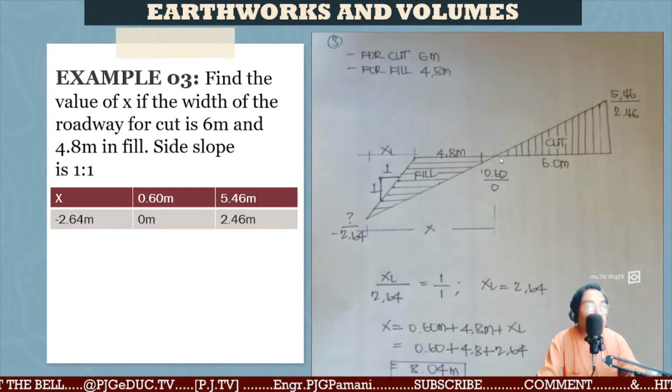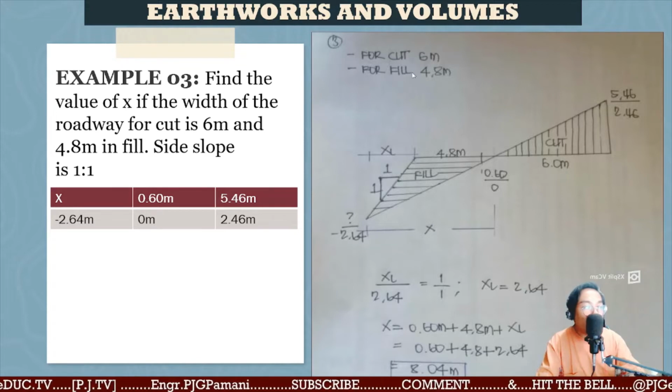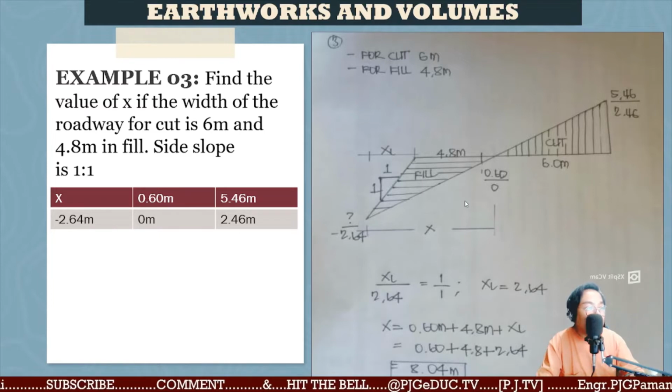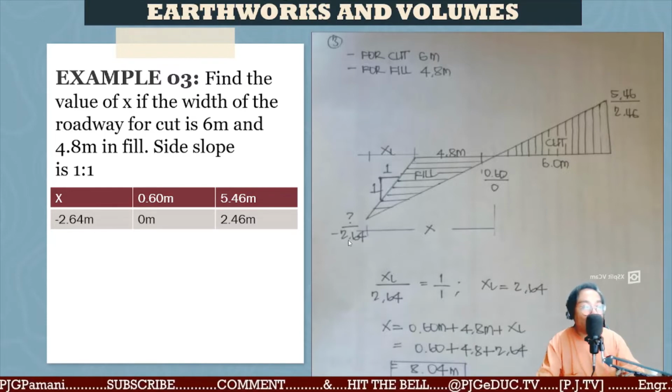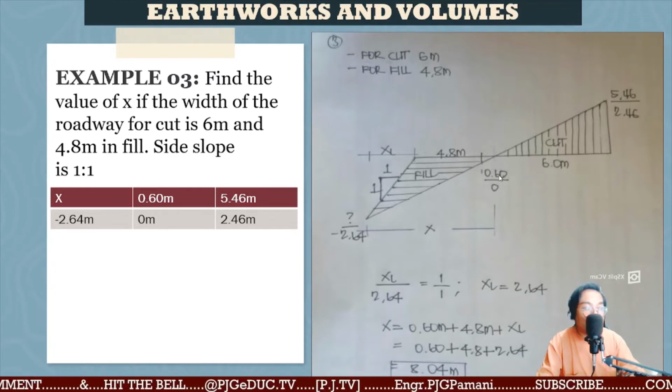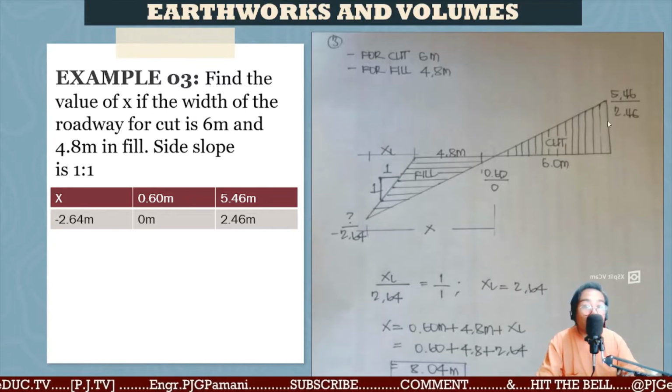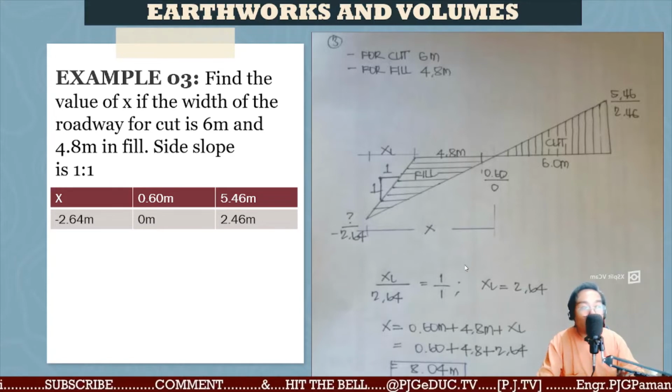Okay? This is our cut and fill section. For cut, we have 6 meters. For fill, we have 4.8 meters, as shown here. Our section is 1:1, with 2.46 and x of negative 2.64. So x is unknown, then 4.8, then 6 meters, then 0.6 and 0. X is unknown, but they have the same slope. Basically, the slope of the cut is 1:1, and the slope of the fill is also 1:1.